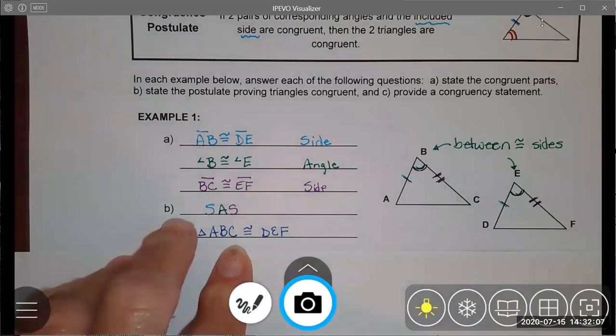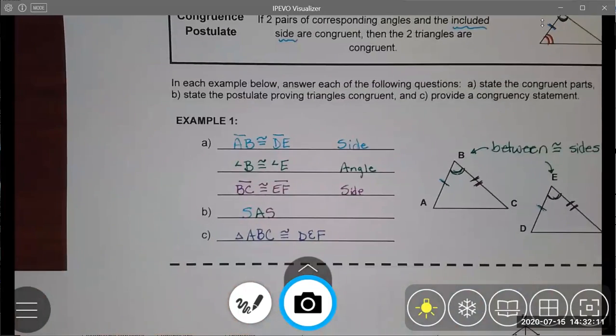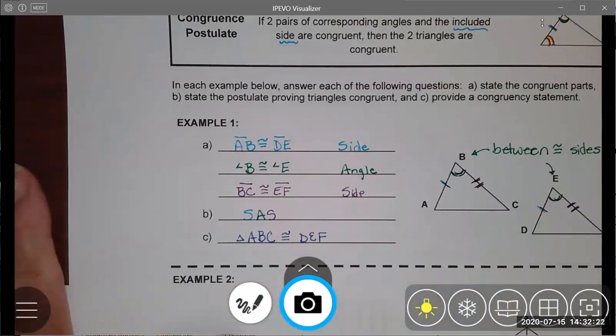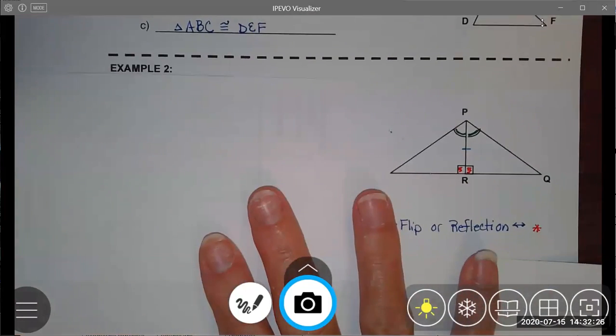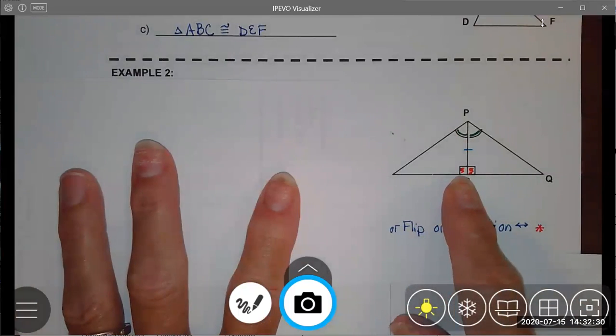Let's look at another one. I can change the orientation of these lovely little triangles to make things a little bit more interesting, and that's what we've done here. So in this particular example, in example 2, I'm given two triangles and they share a common side.